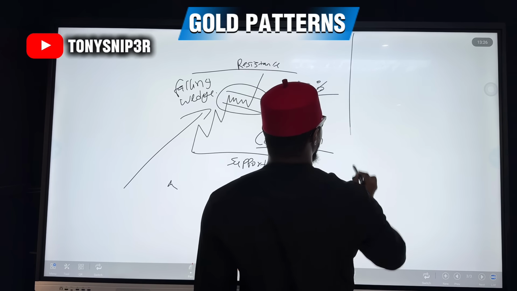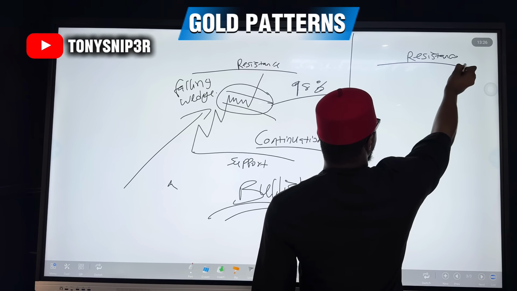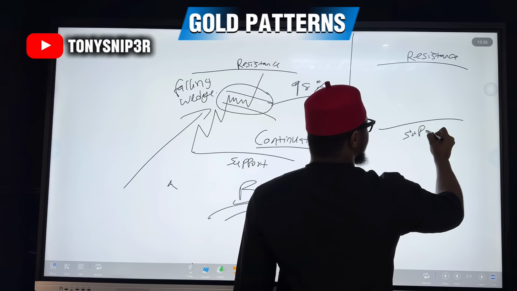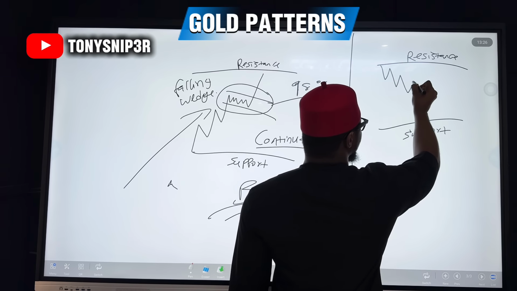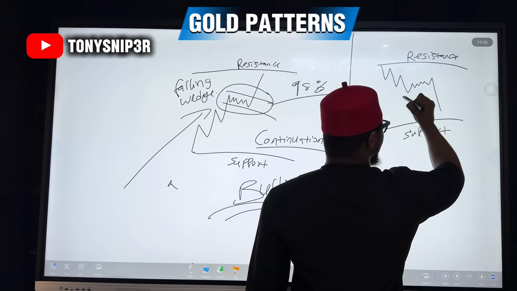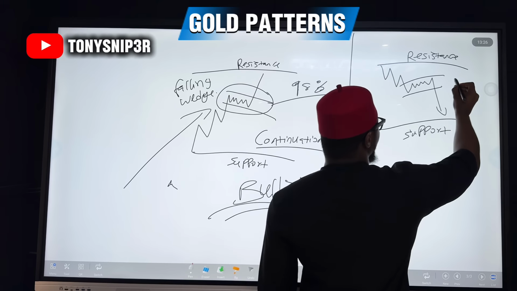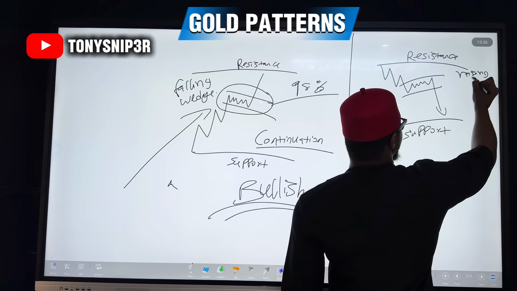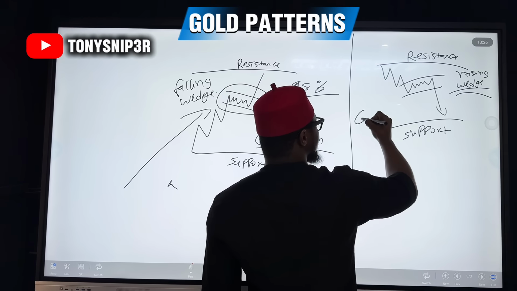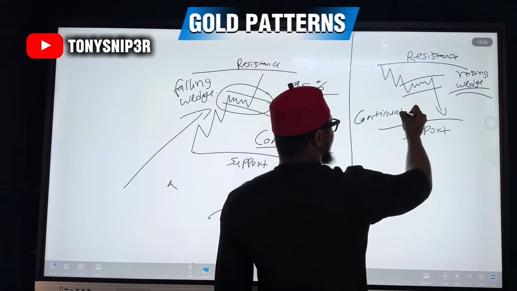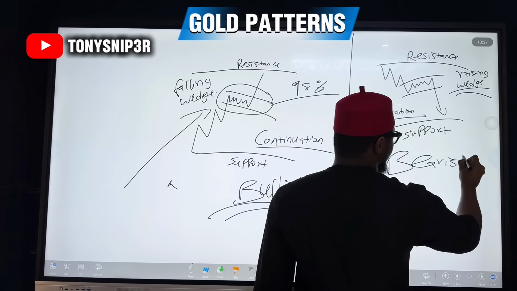Now, let's check if the market is bearish. As usual, this is your resistance, and this is your support. Now, the market is bearish. What do you call this? You call this a rising wedge. And this leads to a continuation, when the market is bearish.